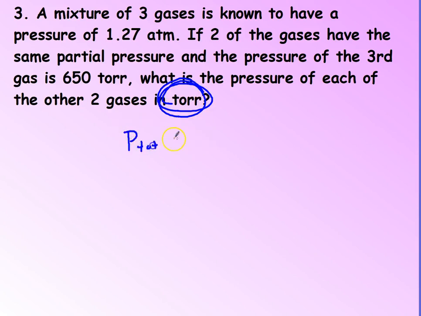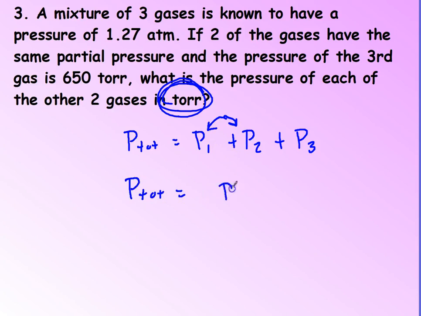So P total is equal to the pressure of the first gas plus the pressure of the second gas plus the pressure of the third gas. This one and this one equal each other because it says that the two gases have the same partial pressures. So since they have the same partial pressure, I can do this then. P total is equal to, let's make up a new pressure, pressure X. 2 pressure X, which is equal to pressure 1 and pressure 2. It'll equal both of them. Plus pressure 3.